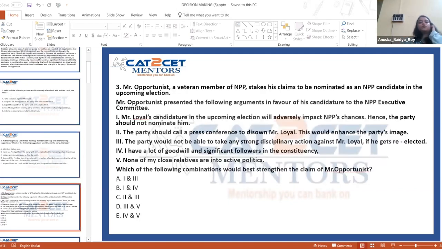Third question says, Mr. Opportunist, a veteran member of NPP, stakes his claim to be nominated as an NPP candidate in the upcoming election. Now, Mr. Opportunist presented the following arguments in favor of his candidature to the NPP Executive Committee. Now, we will read the options later. The method I used to follow for DM is I never read this kind of questions' options first. Like 1, 2, 3, 4, 5. These we won't read first.